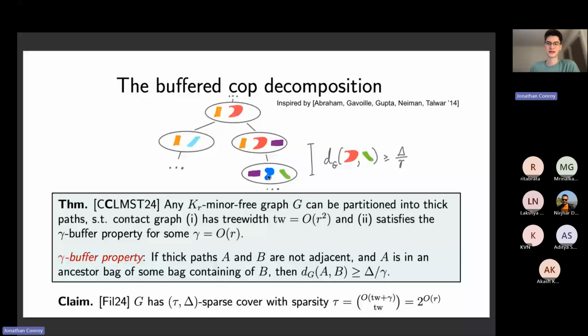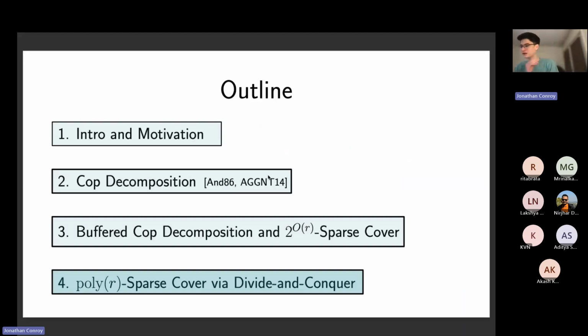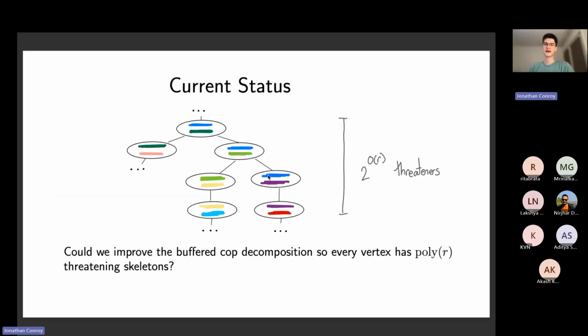And there's a closer analysis that gives 2 to the r for tree width and gamma. That's poly r. This was shown by Arnold. Good. Okay. So this lets us get a 2 to the O of r sparse cover. And in the few minutes I have remaining, I want to talk about the improvements to poly r sparse cover. So we have from this COP decomposition 2 to the O of r threateners.